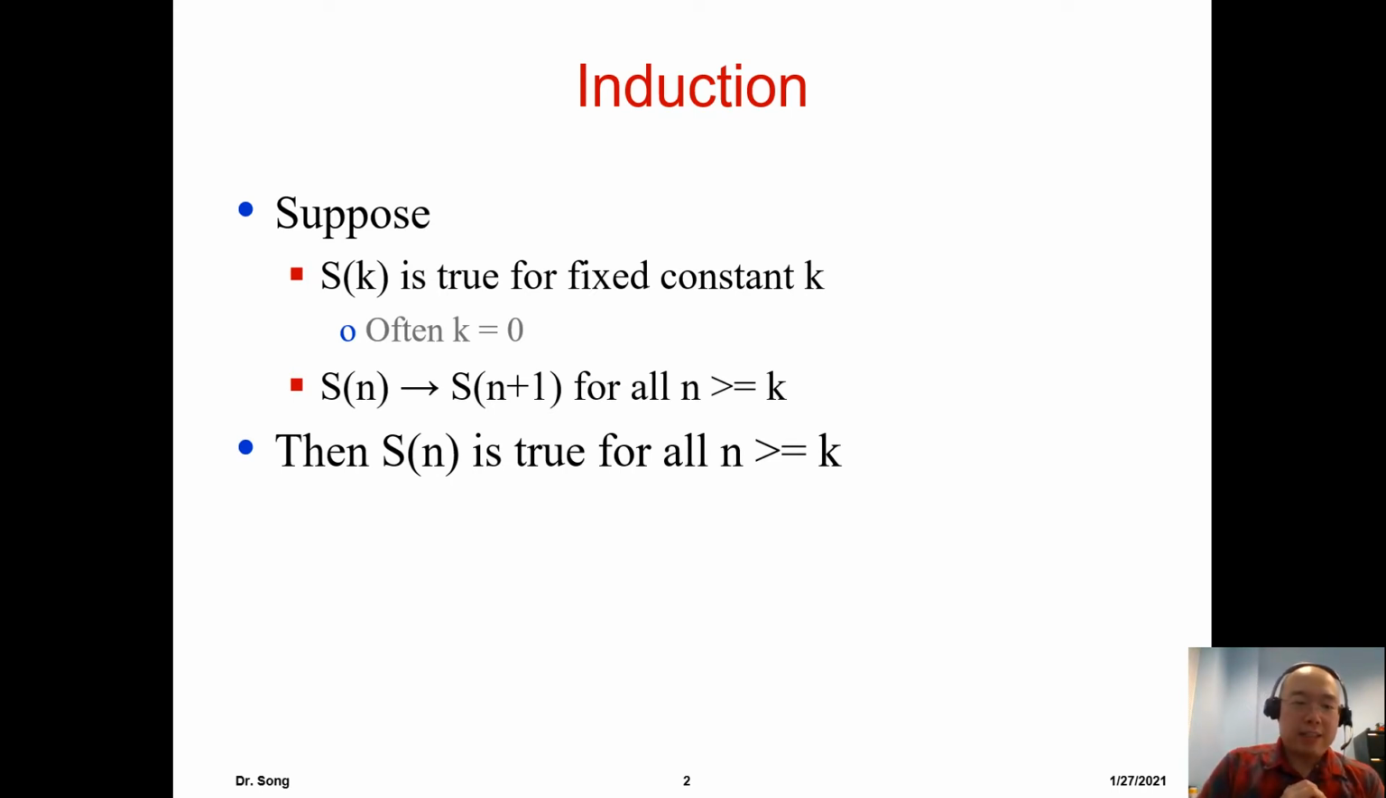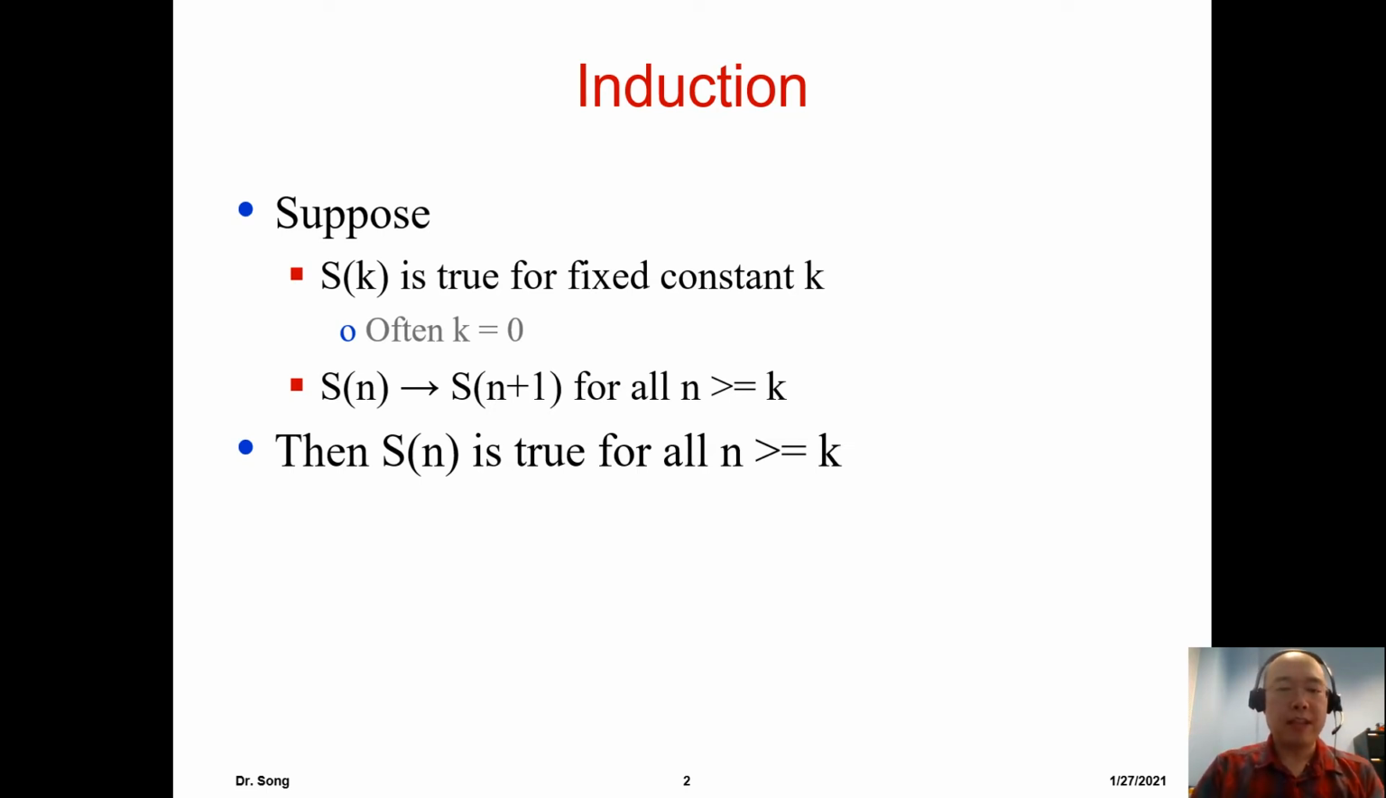Let's suppose that we have Sk, and then Sk is true for a fixed constant k. Let's say we start from 0. So the first step is we want to start from 0 and we want to prove that Sk is true when k equals 0. So this is the basis, that's the first step. We usually start from 0, but sometimes we may start from a different part. So the first step, the basis, we show Sk is true when k is 0.